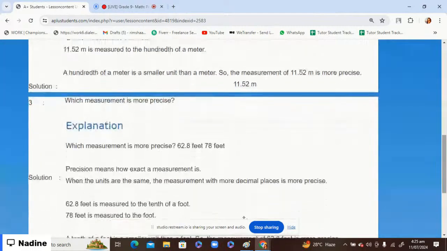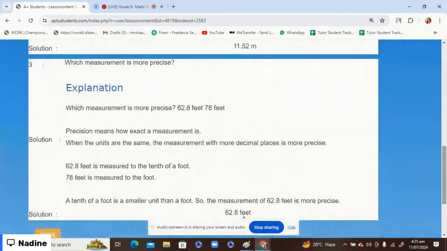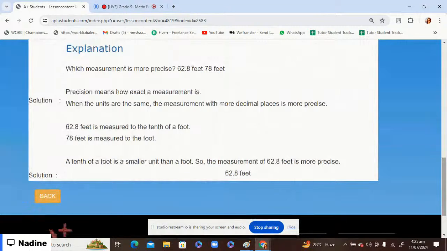So which measurement is more precise? Look here, 62.8 feet or 78 feet. So what is the meaning of precision? Precision is basically how exact a measurement is. When all the units are the same, the measurement with more decimal places is more precise. This is basically the definition of precision.